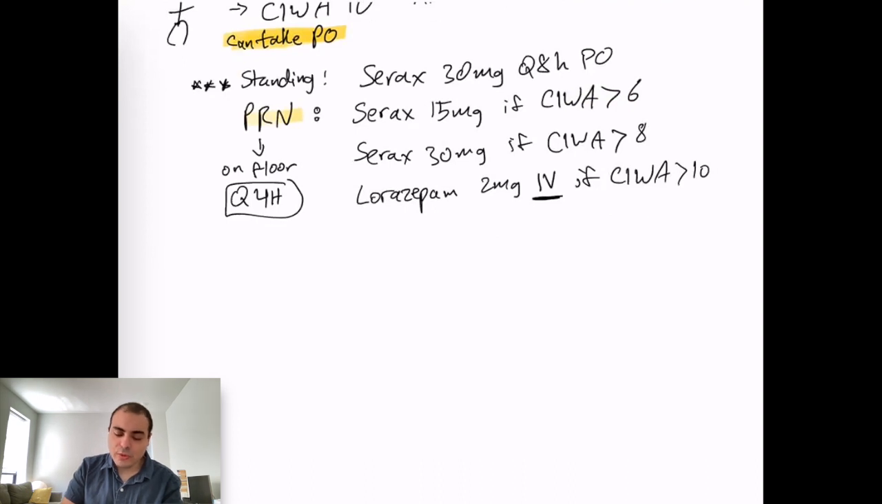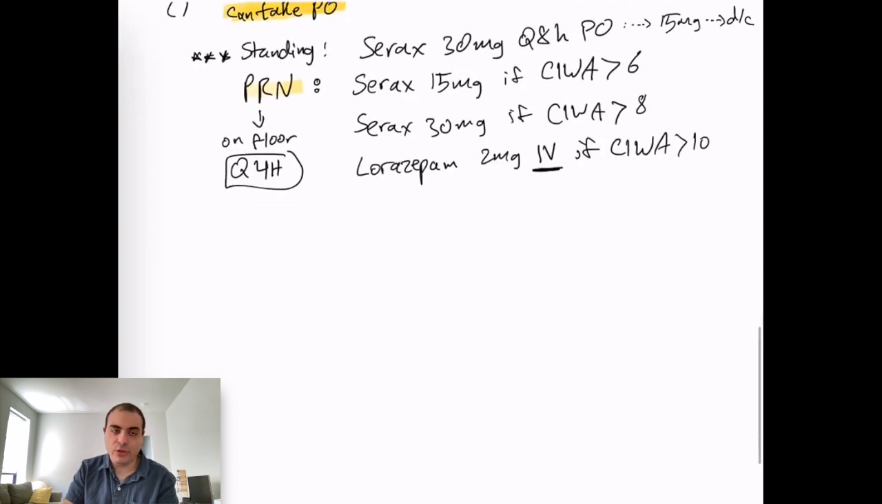What people do usually is that this standing dose, eventually on day two or day three, goes down to 15 milligrams. Then that's it. Then discharge. So this is how you know they're out of the withdrawal window, out of 48 hours. Essentially, you want to get them to day three. And then they'll be fine. That's very important.